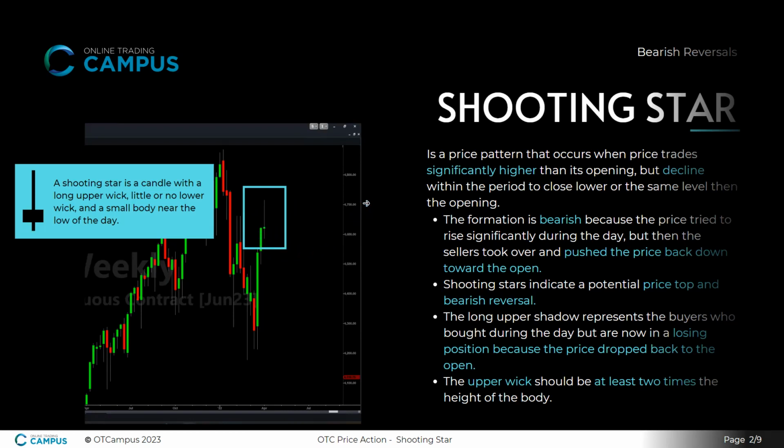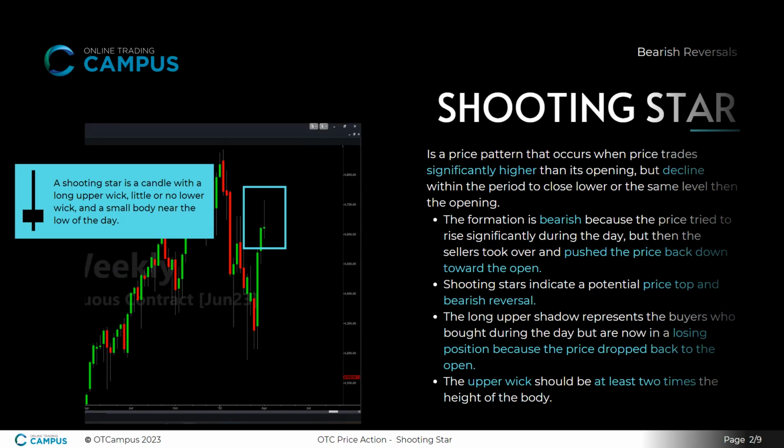Let's go to the right side, and we see it's a price pattern that occurs when price trades significantly higher than its opening, but declines within the period to close lower or at the same level as the opening. That's a weekly chart, right? That's the first day of the week. We see strength this week, when price trades significantly higher than its opening. It opened here and then moved higher, but declines within the period to close.